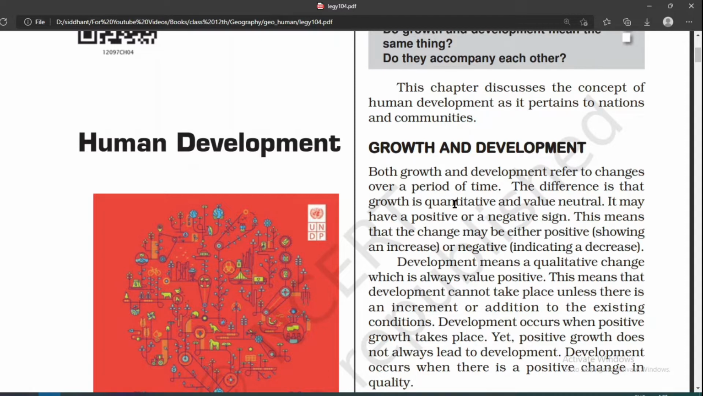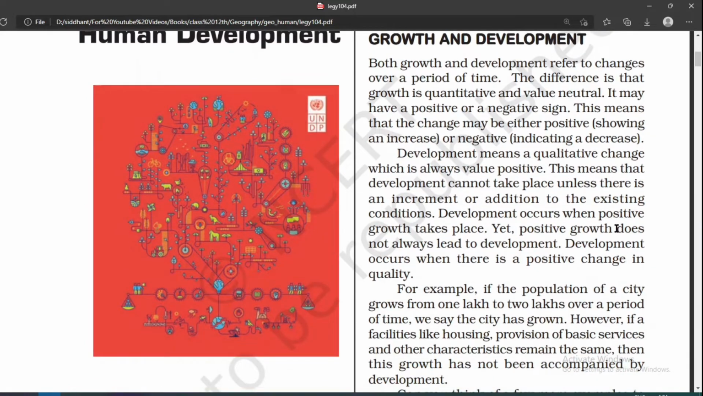Development means a qualitative change which is always value positive. This means that development cannot take place unless there is an increment or addition to the existing condition. Development occurs when positive growth takes place, yet positive growth does not always lead to development. Development occurs when there is a positive change in quality.